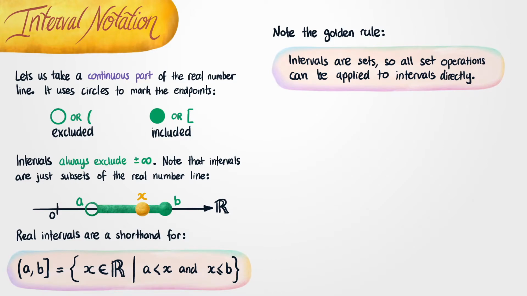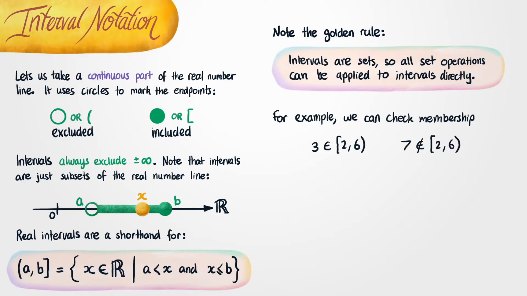So for example, we can talk about particular elements being inside or not inside sets. So for example, if we had the set between 2 and 6, including 2 and excluding 6, then we can say that 3 is a member of that set, so we can say 3 is in the interval between 2 and 6. On the other hand, we can say that 7 is not actually in this set, and therefore 7 is not a member of this interval.